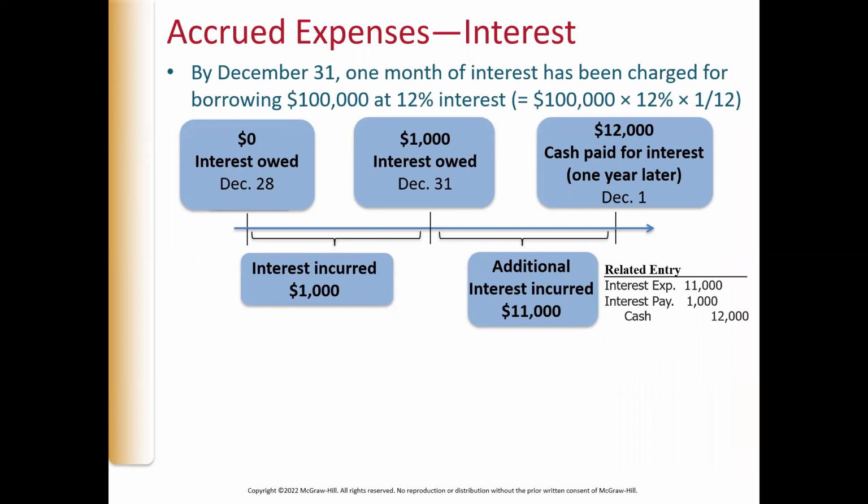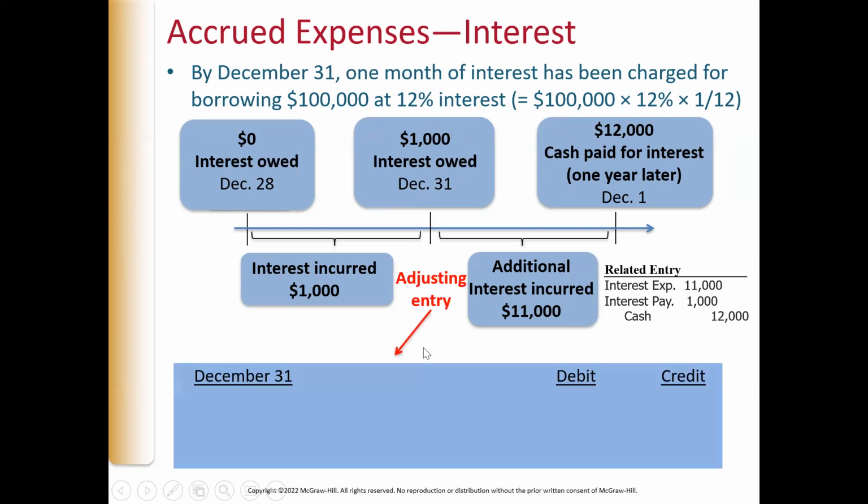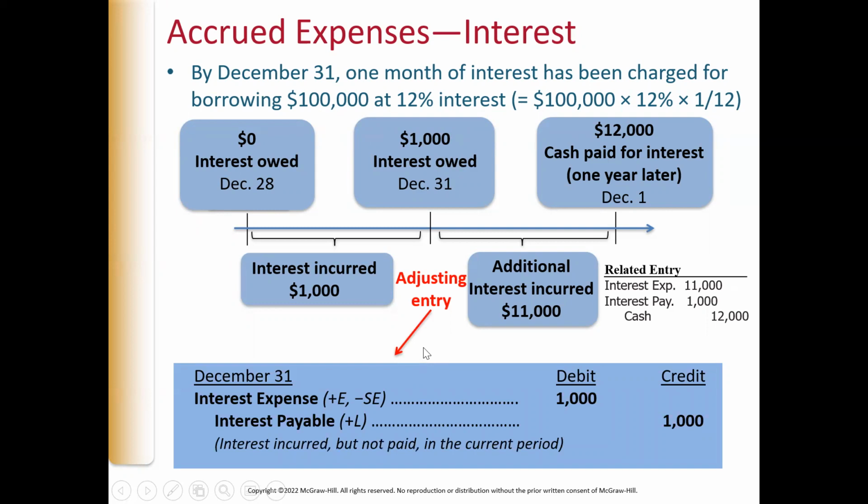By December 31st, 1 month of interest has been charged for borrowing $100,000 at 12% interest. We would show on December 31st, interest expense for $1,000, and we would credit interest payable for $1,000.